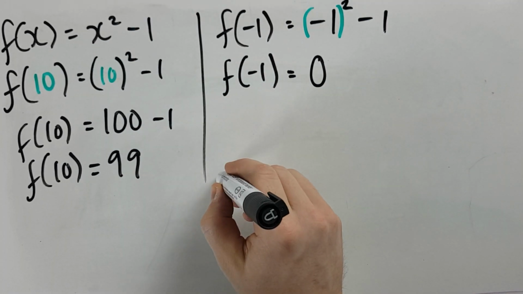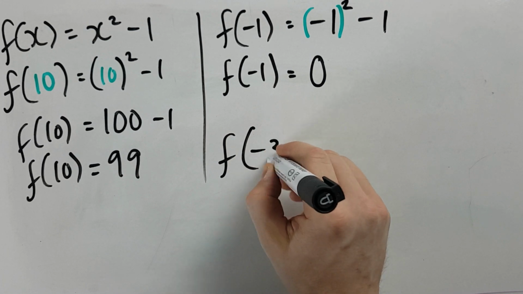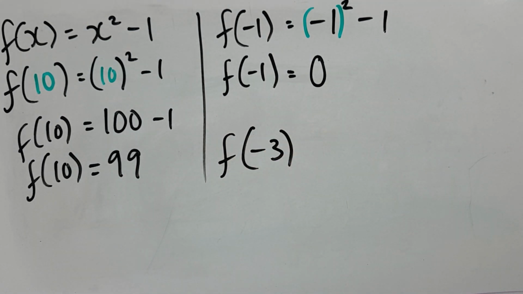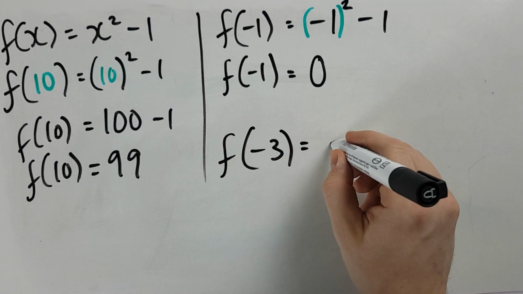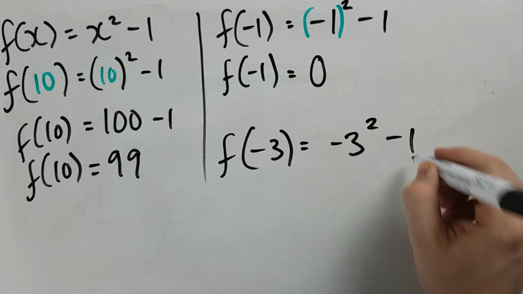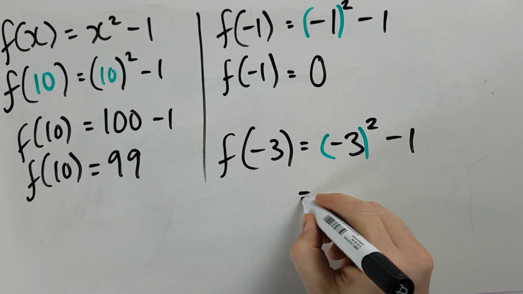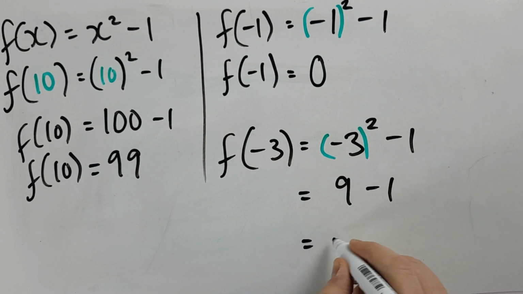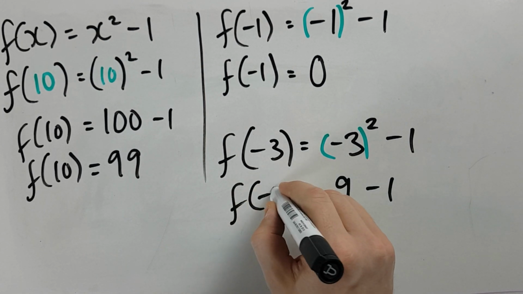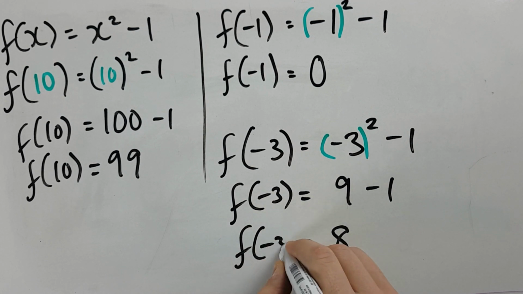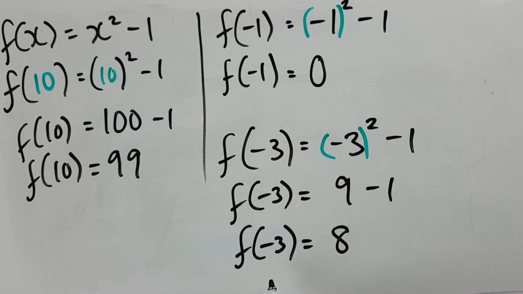Have a go at the following. What would f of minus 3 be? Okay, and if you did it correctly, you should have minus 3 in a bracket. This becomes 9 minus 1, it becomes 8. So f of minus 3 is 8. And that basically means the function, when you input minus 3, what answer do you get? You get 8.